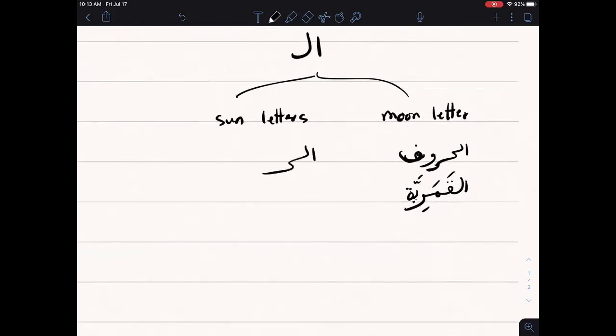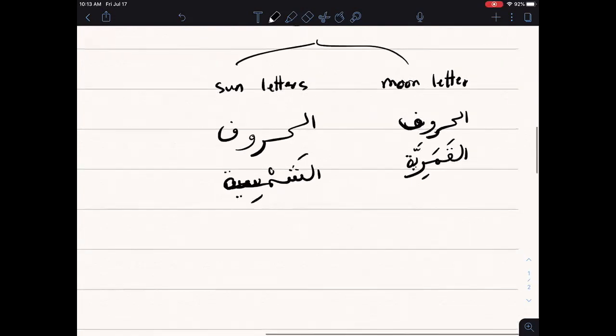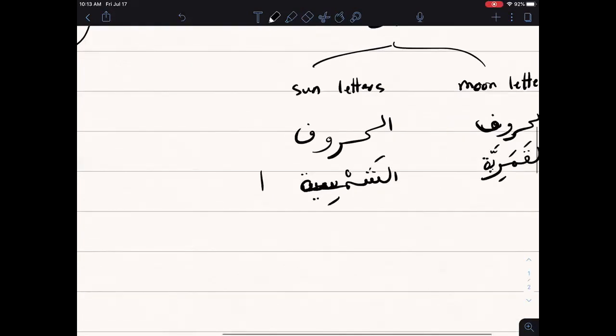And you have al-huruf ash-shamsiya, subhanallah. See, don't worry about my spelling right now, because if I'm writing it just for you guys, I'll write it this way.